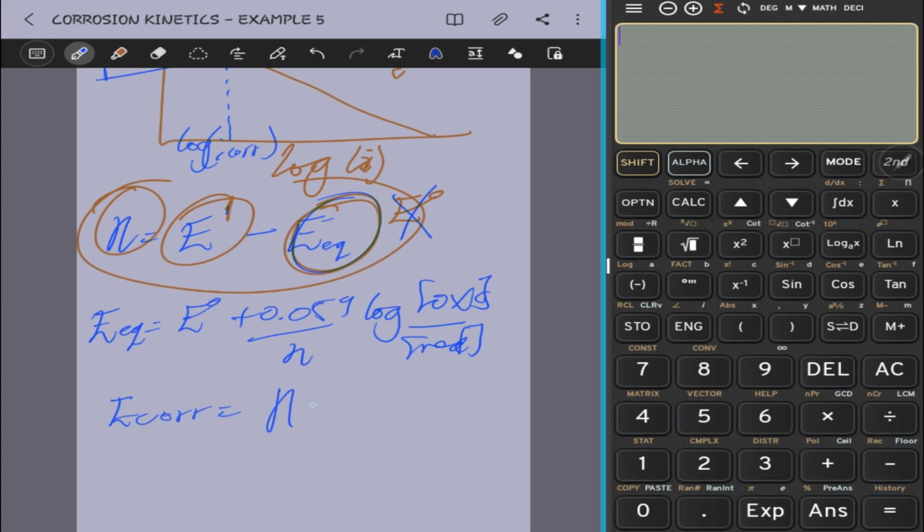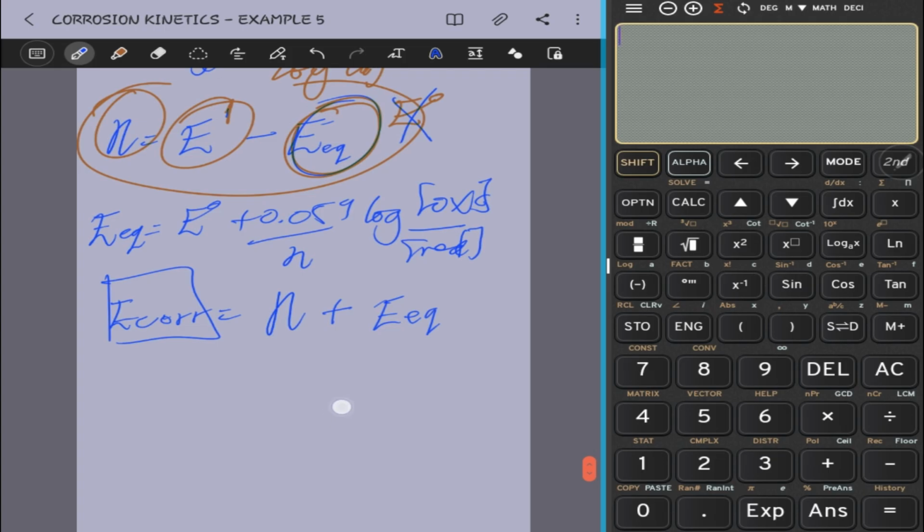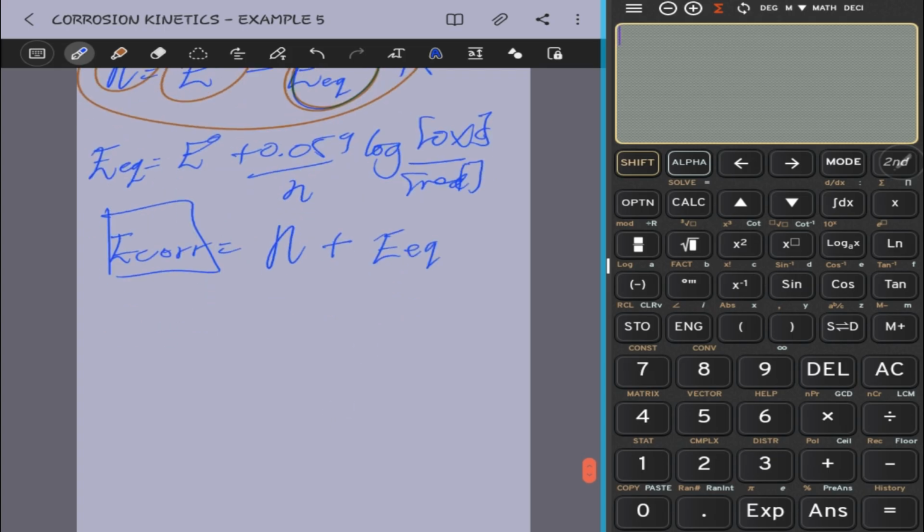So we are interested in this equation. When we have this E corr, we can equate it for the anodic and cathodic. So now we go on. For the anodic, let's write the anodic at the top. So the whole thing turns to anodic overpotential plus the equilibrium potential for the anodic, being equal to the cathodic overpotential plus the equilibrium potential for the cathodic.